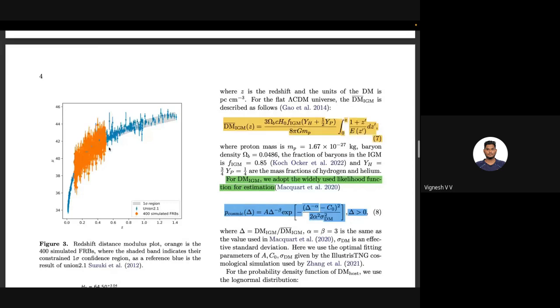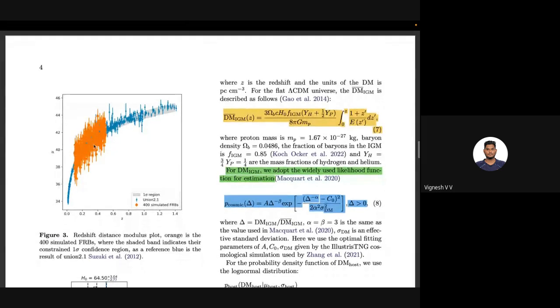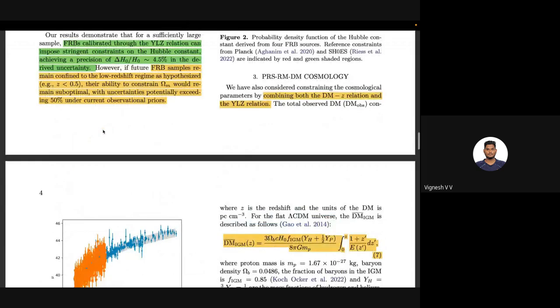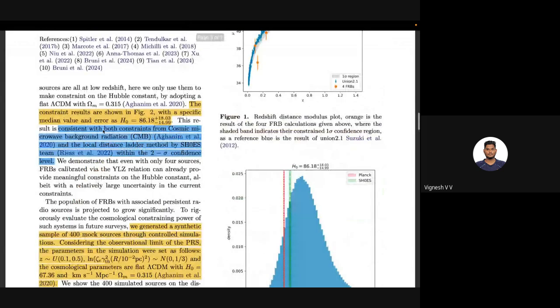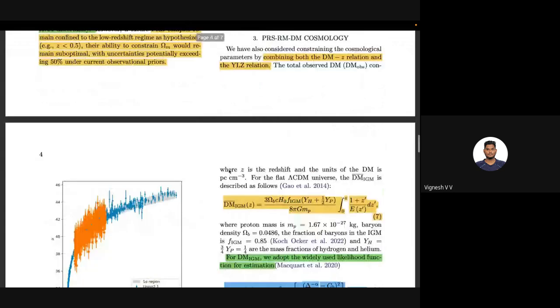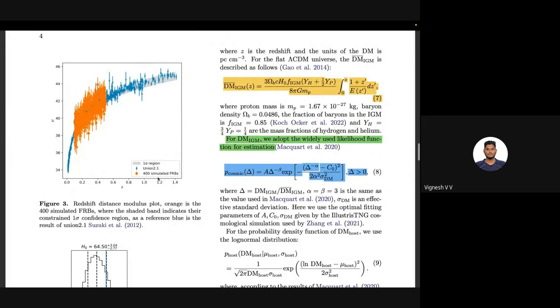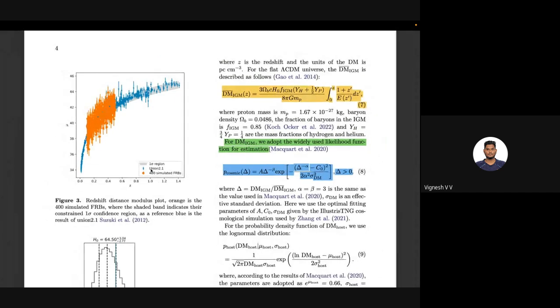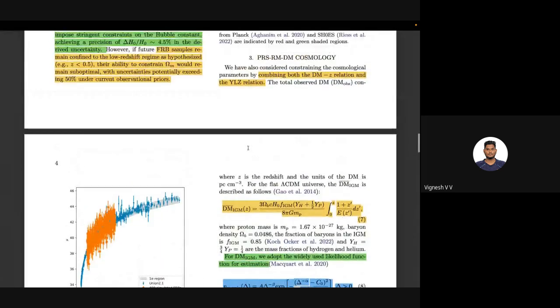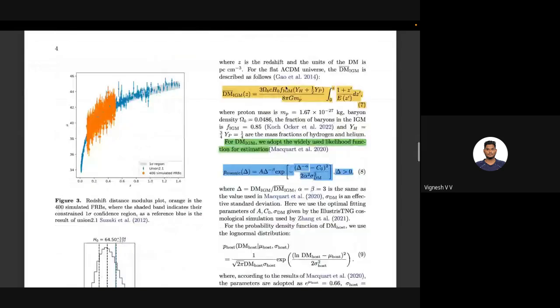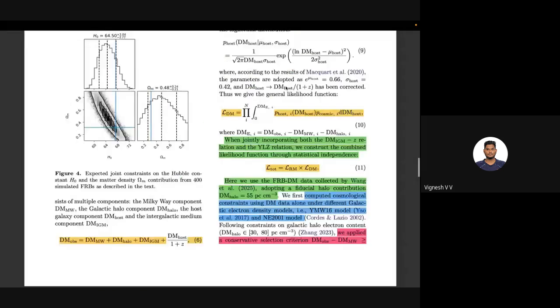figure 3 is the plot where you can see there are 400 FRBs that are generated using this Monte Carlo simulation to get this H naught. So this is the distance modulus plot for those 400 FRB sources. And now once they created this simulated mock FRB data, they try to use both the methods.